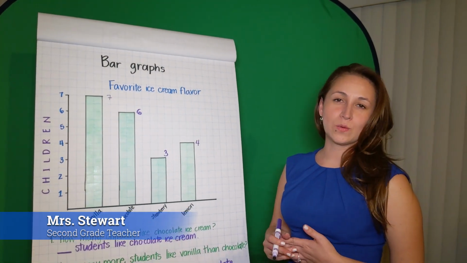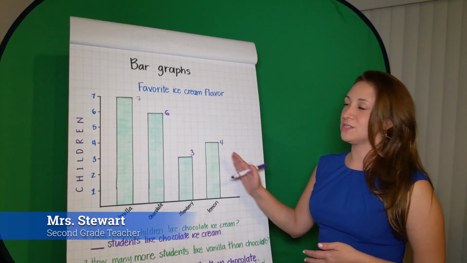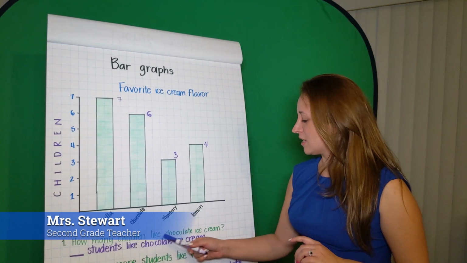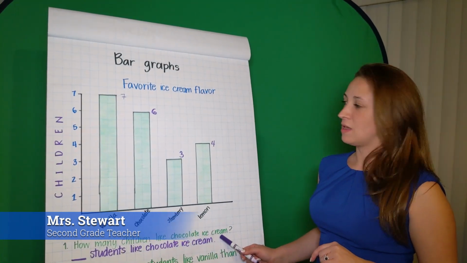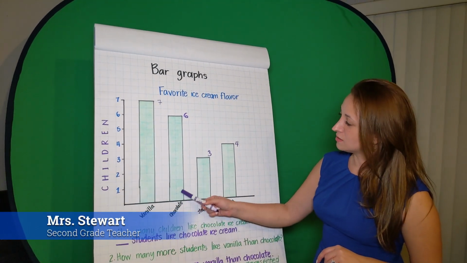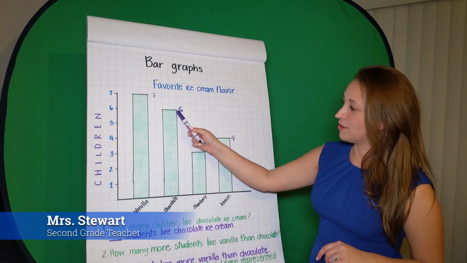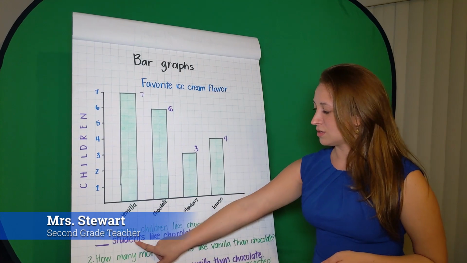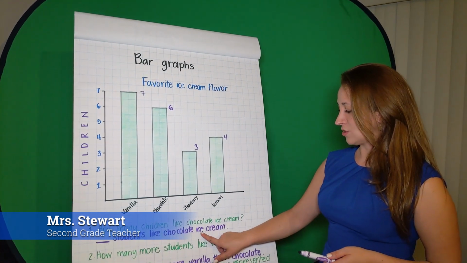Now let's look at the questions that I can answer by just looking at the bar graph. How many children like chocolate ice cream? If I go up into my bars, I see I have the number 6. So I can answer 6 students like chocolate ice cream.